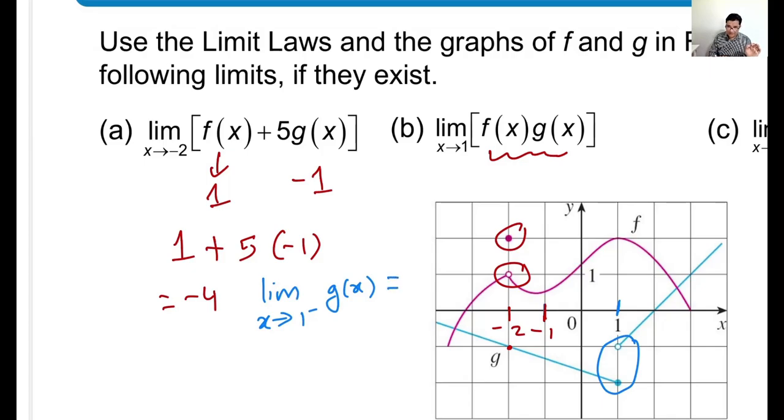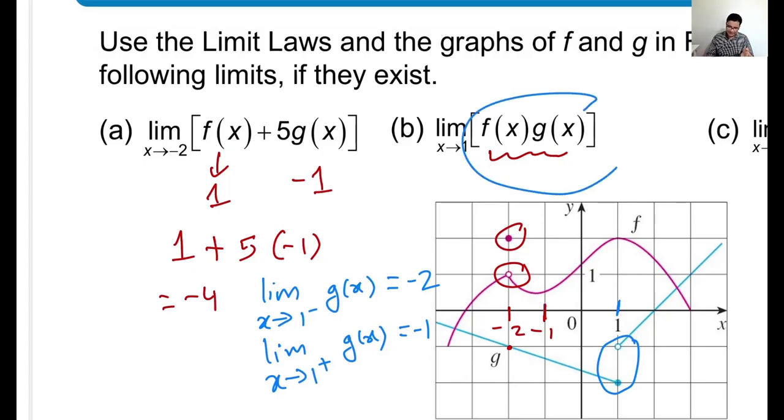is, you write your answer and check with me, -2. The limit as x approaches 1 of the function g(x) from the right is -1. Hence the limit of g(x) as x approaches 1 does not exist. So once that limit doesn't exist, this whole thing does not exist.